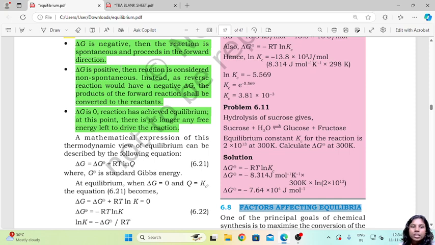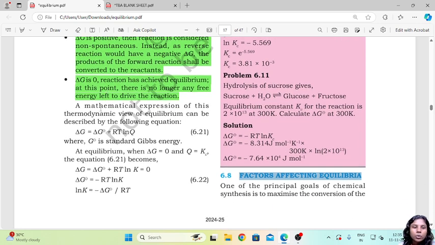Now, if delta G is positive, then the reaction is considered to be non-spontaneous. In that case, you need some external force to make the reaction occur. Instead, as a reverse reaction would have a negative delta G, the products of the forward reaction shall be converted to the reactants. So, we are going to go into the backward reaction. Now, if delta G is 0, then the reaction has already achieved equilibrium. At this point, there is no longer any free energy left to drive the reaction.